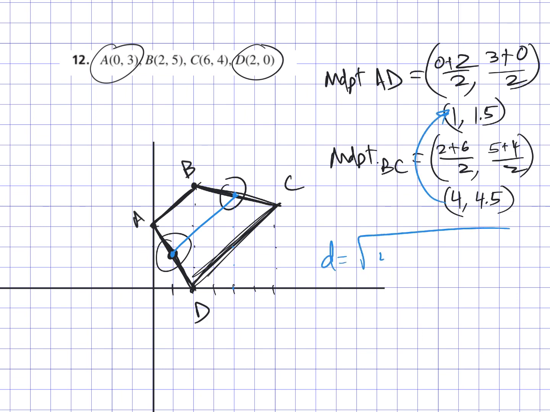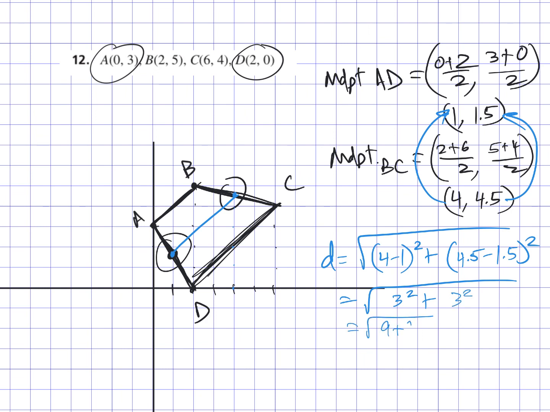So 4 minus 1, subtract your x's, subtract your y's, 4.5 minus 1.5. 4 minus 1 is 3. 4.5 minus 1.5 is 3. So that is the square root of 9 plus 9, or the square root of 18. Use your handy dandy calculator and take the square root of 18, and that's 4.24. But you also need to be able to do this. That's 3 square root of 2. The exact answer is 3 square root of 2. The rounded answer is 4.24.